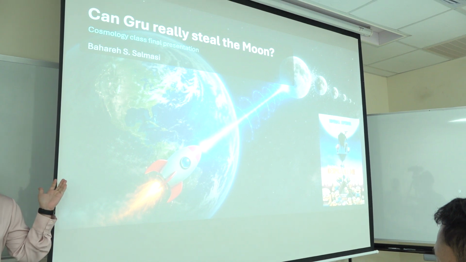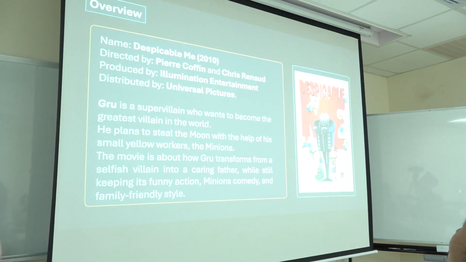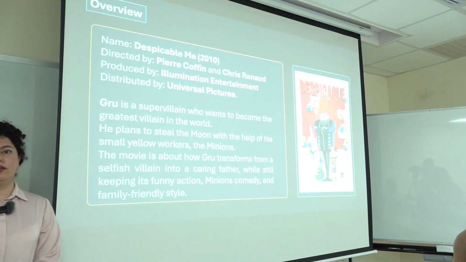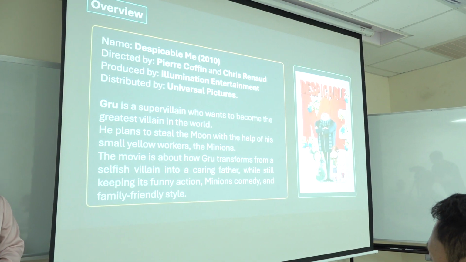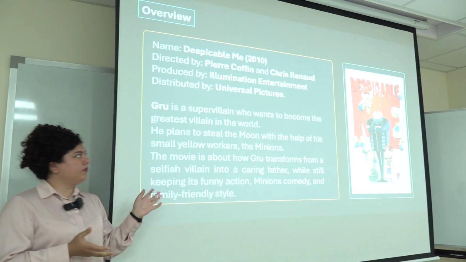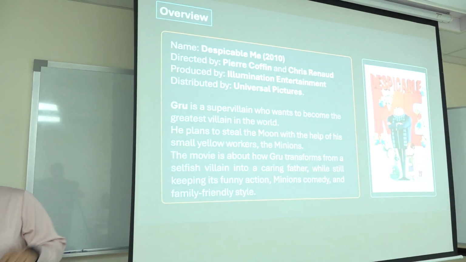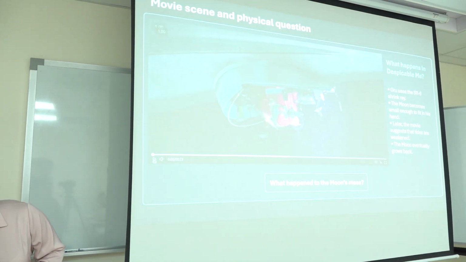I want to talk about this animation, which is my favorite, Despicable Me, which is the story of a supervillain that wants to steal the moon. And he has a gun that can shrink the moon or shrink everything, and he wants to steal the moon. Okay. The movie scene is here.